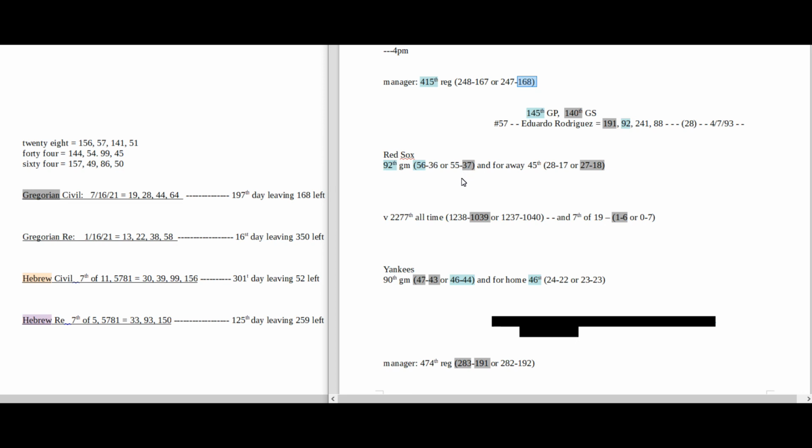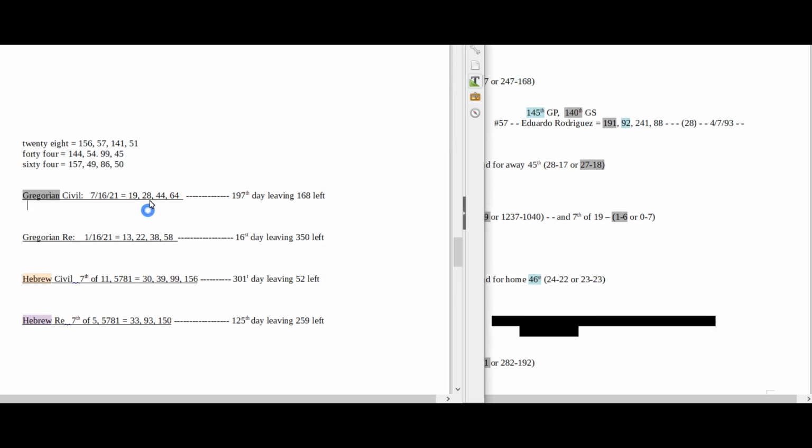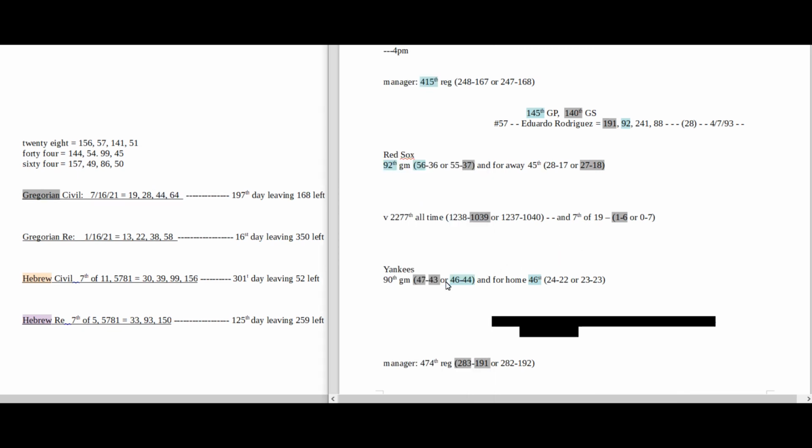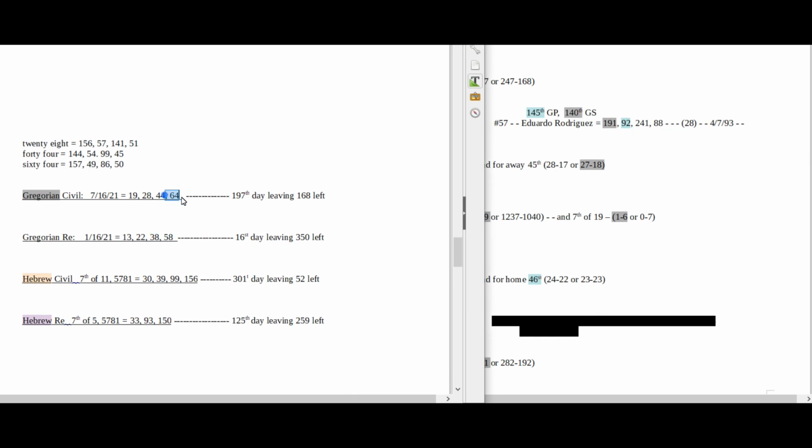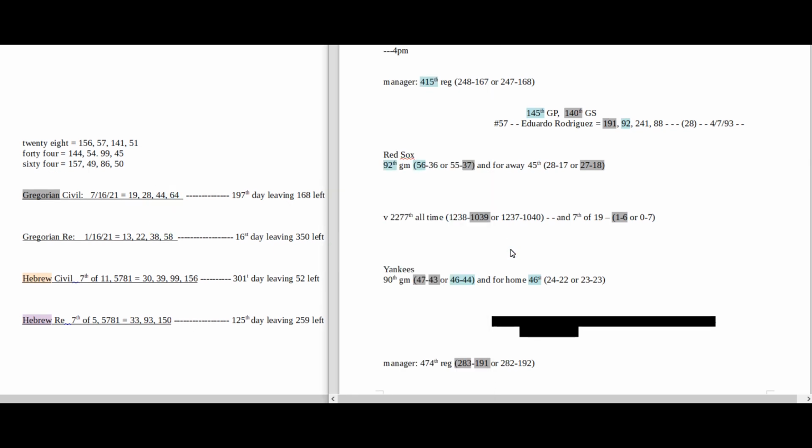You're basically just guessing. And tomorrow has 44 and 64 date numerology. Maybe the Yankees go in 64-44 for a record. 46 is just a reflection of 64. So that's what's confusing about baseball. They're very interchangeable. It goes back and forth.